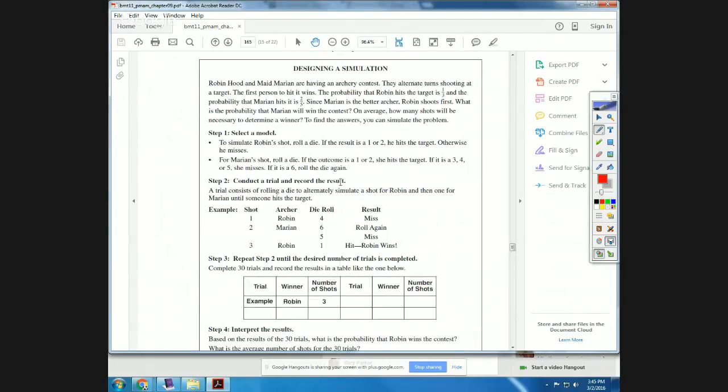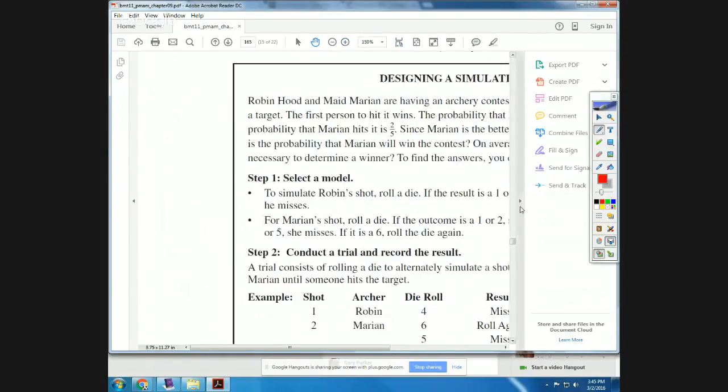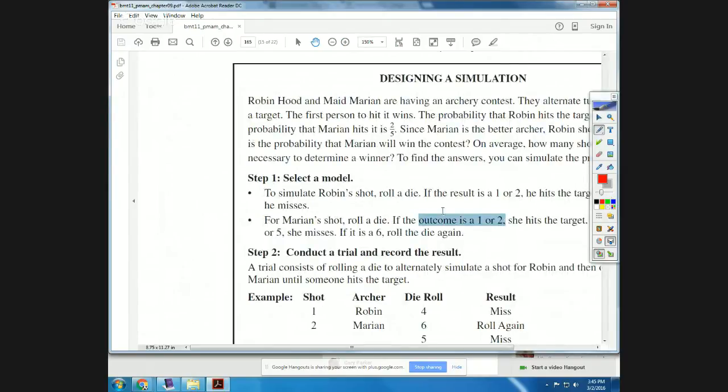So what I want to go over is the Maid Marian and Robin Hood one, and go over an alternate way of doing it besides the dice that they suggest here. So I'm going to blow this up a little bit and we can talk about it.